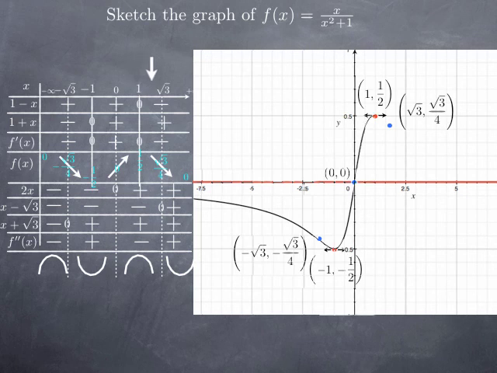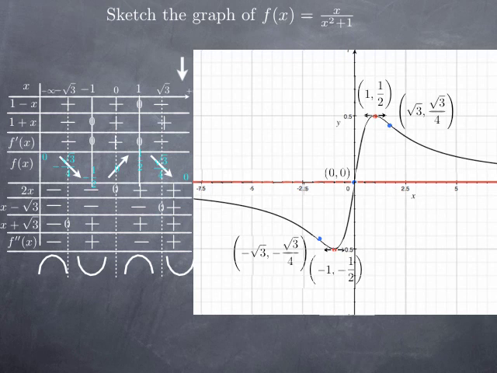From 1 to root 3, the function is now decreasing and still concave down. So I connect the local maximum with the next inflection point with a smooth arc that is decreasing, concave down. And finally, for x greater than root 3, the function is decreasing but concave up, and when x goes to infinity, f of x should approach the x-axis. So we get a smooth arc that is decreasing, concave up, going towards the horizontal asymptote of the x-axis. So this is what the graph looks like.